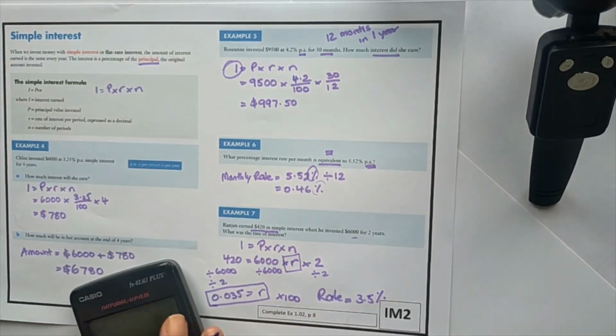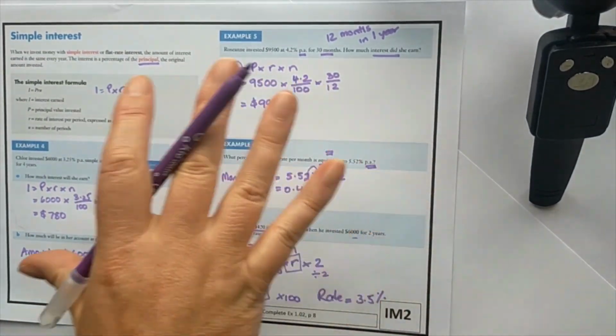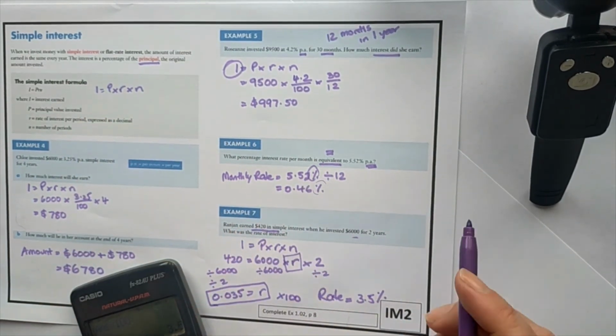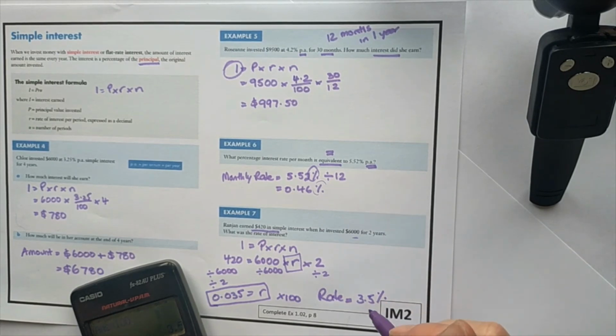The first few examples, they're your easy ones to do. This example 7 is pretty hard, and so it's a bit of extension work. Exercise 1.02 is what I need you to do for that today.